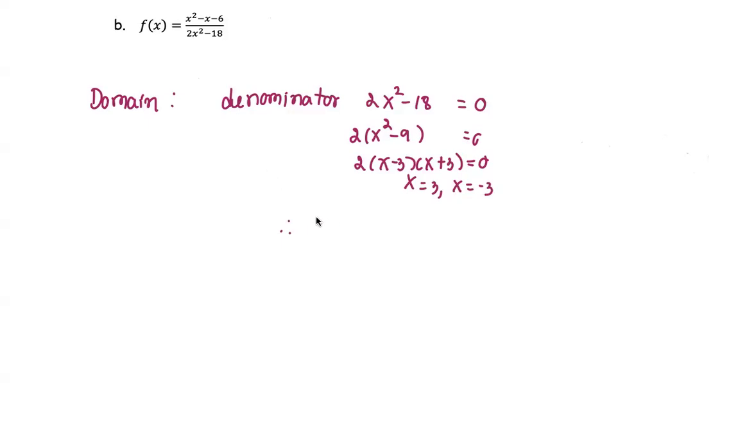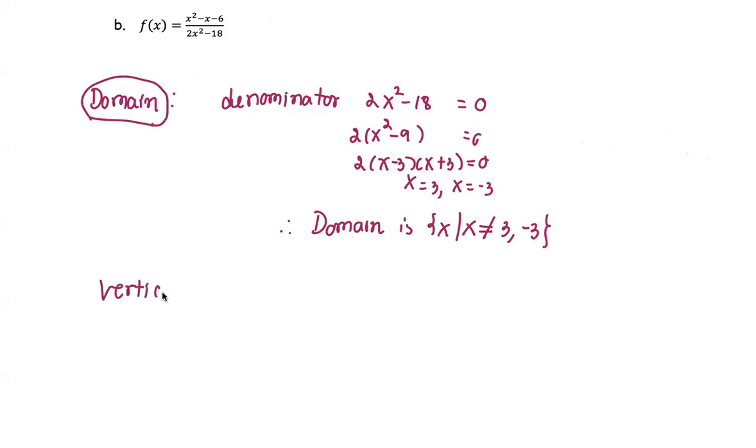We can wrap up the domain of this function: it is the set of x such that x cannot be 3 and cannot be negative 3. So we have to omit these two numbers from the set of real numbers. Domain part is done. Next, we're going to find the vertical asymptote.